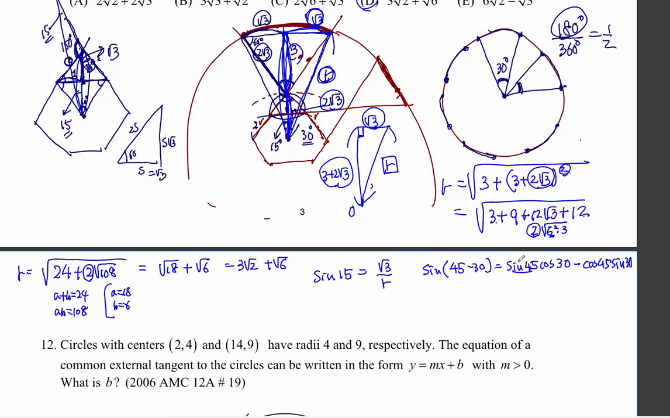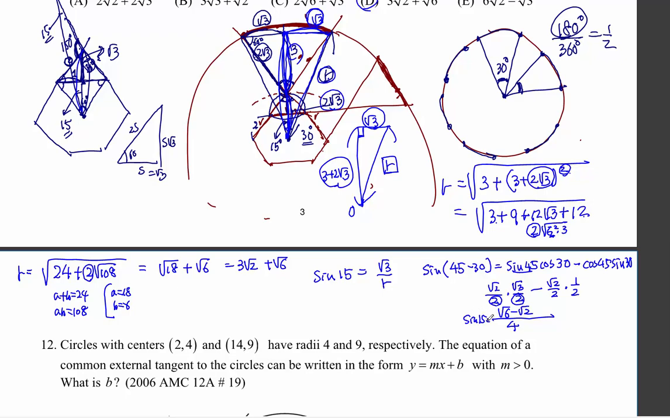Sine 45 is what? Root 2 over 2. Cosine 30 is what? Root 3 over 2. Cosine 45 is root 2 over 2. Sine 30 is 1 over 2, right? Sine 30 equals cosine 60, which is 1 over 2. When you simplify with common denominator 4, the numerator is root 6 minus root 2. This is the value of sine 15.